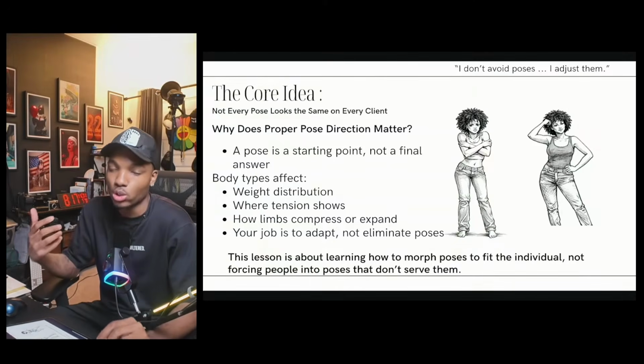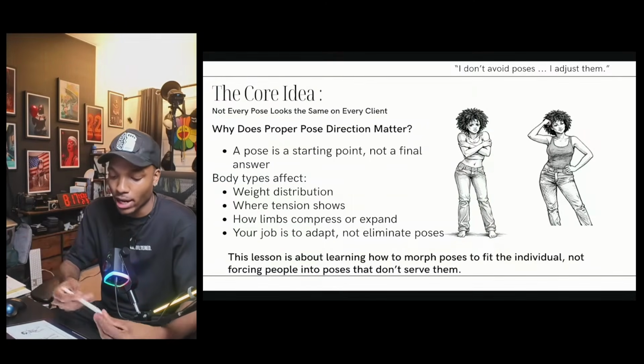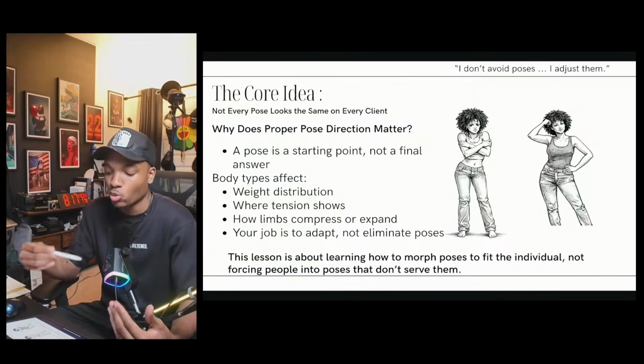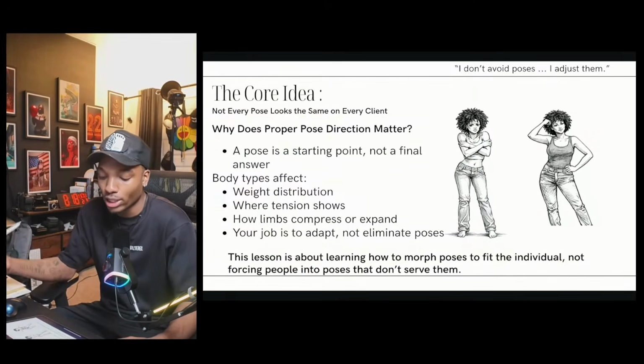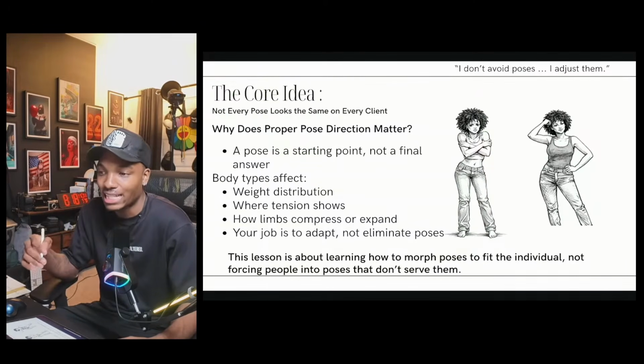So that is who we're targeting when we're looking at different types of poses like this, right? The body type will definitely affect various things, such as the weight distribution, where the tension will begin to show up, and how the limbs will compress or expand. Your job overall as a photographer is to adapt, not just eliminate the pose.